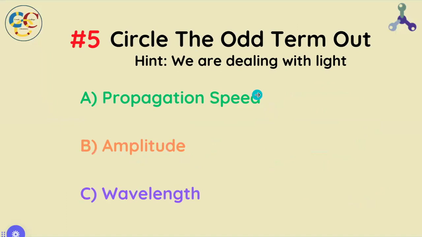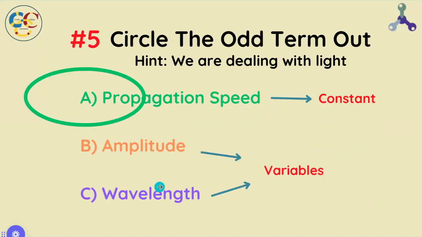Circle the odd term out dealing with light waves. We've got propagation speed, amplitude, and wavelength. The correct answer is propagation speed. Very simply, because unlike amplitude and wavelength, which are variables, propagation speed is a constant.